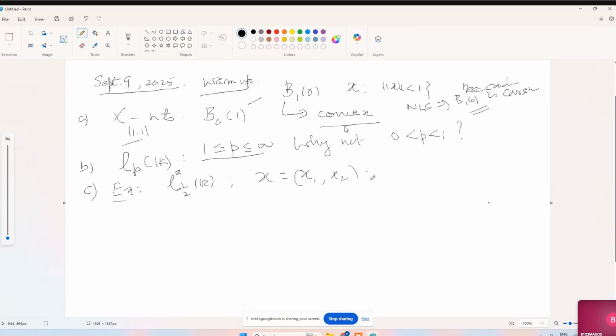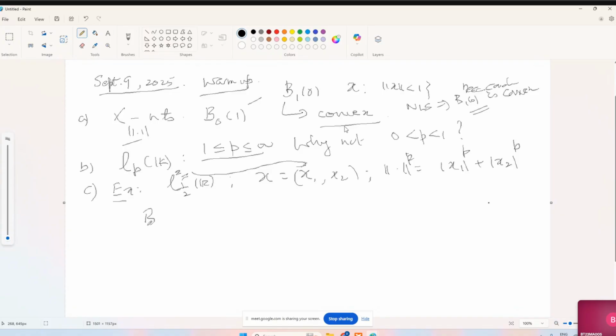Then what is the norm we want to define here? We define this as mod X1 raised to P plus mod X2 raised to P. So this is P here. I'm taking P equal to half. This is 2, therefore there are only 2 coordinates.